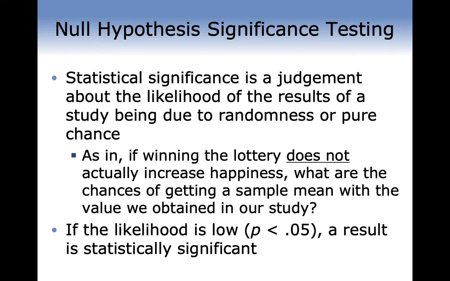So a statistically significant result is a result that happens less than 5% of the time if we assume that the null hypothesis is true and our study has no effect. Quite strange, but it's true. That's the way it works.